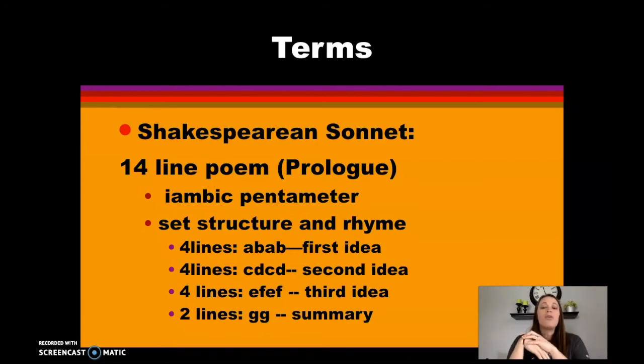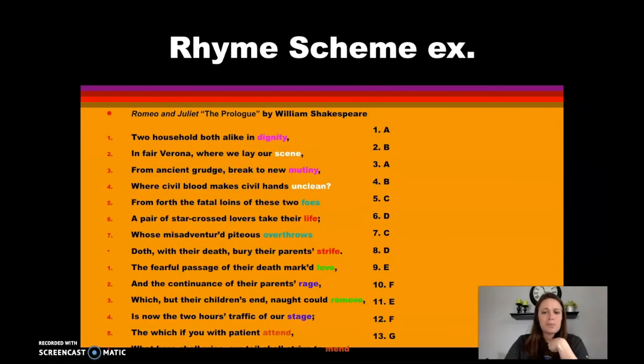The rhyme scheme is A, B, A, B, C, D, C, D, E, F, E, F, G, G. What it means to do A, B, A, B, I'm going to show you right now. The first line is your A line. Your second line is your B line. Your third line goes back to A, and your fourth line goes back to B. If you notice the first and third lines, let's look at them. They end on dignity and mutiny. So dignity, mutiny, A and A, because they rhyme together. Lines 2 and 4, seen and unclean. Those 2 words rhyme together as well, so that's your B rhyme.